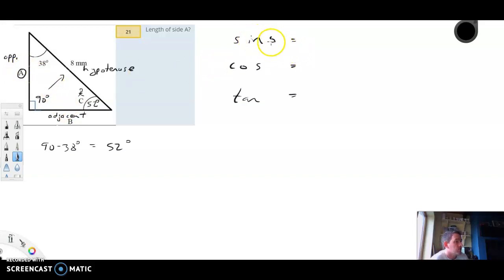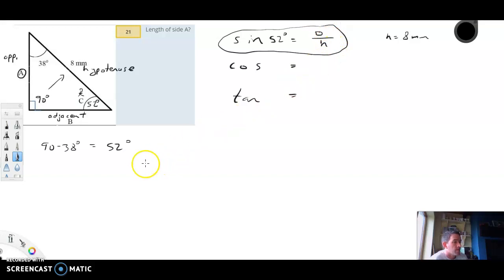Sine of 52 degrees equals, SOH, opposite over hypotenuse, O over H. Will that work for us? We know the hypotenuse, H equals 8 millimeters. We're looking for the opposite, and sine 52, we can figure that one out, no problem. So this is the one we're going to use.